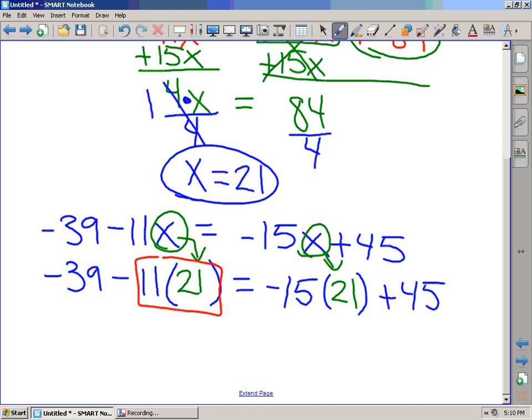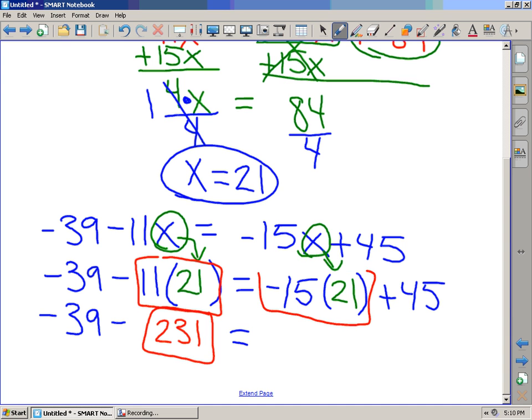11 times 21 gives us 231. And then I copy down the rest of the problem. Negative 39 minus what was in the red box. And then on the right side, I'm going to multiply negative 15 times 21. And I get negative 315. And then I add to that the 45.